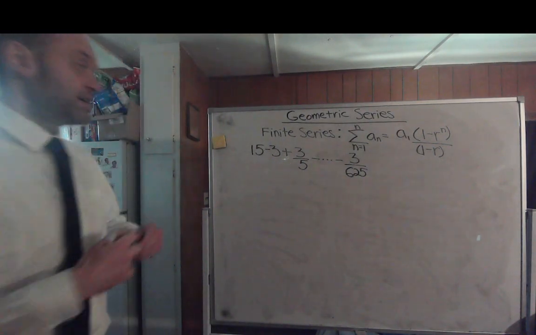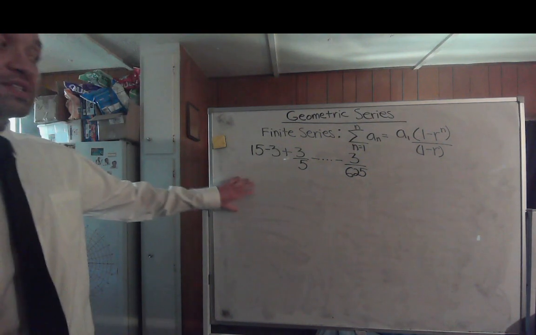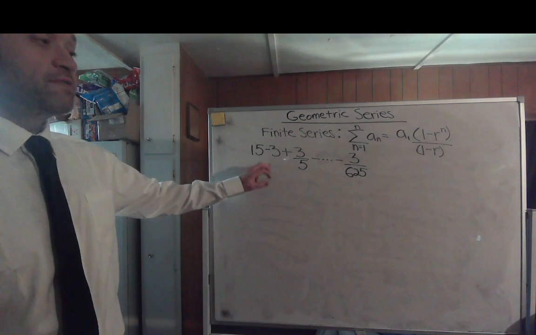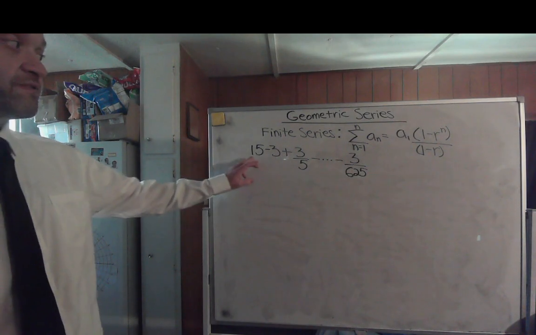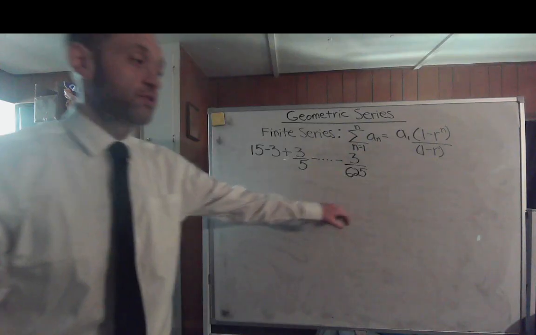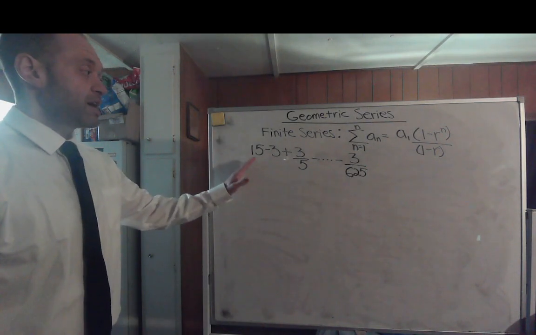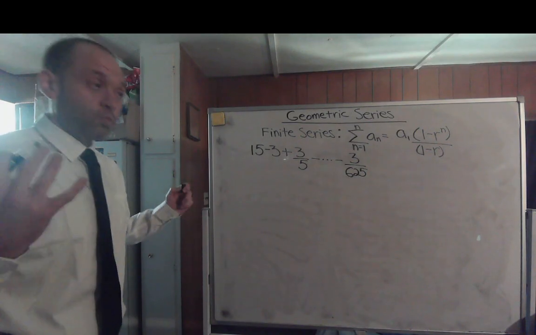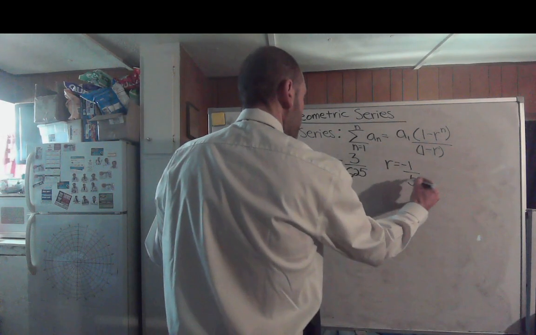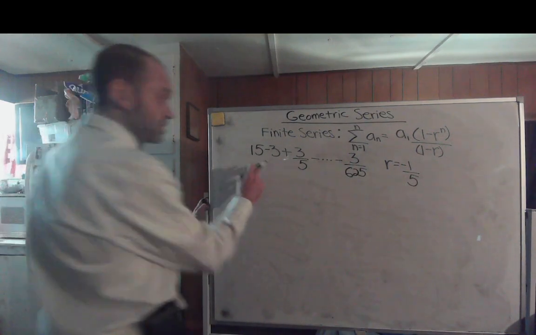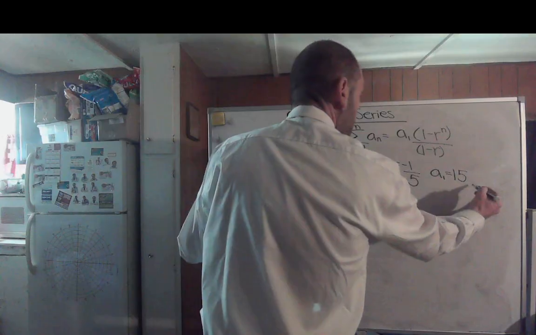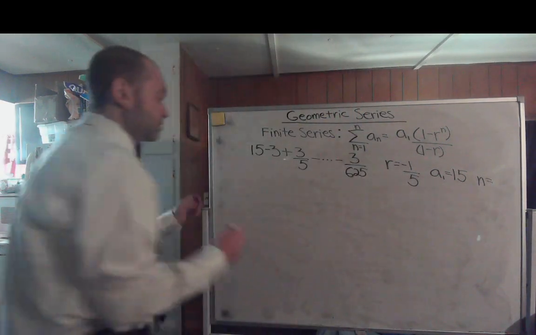This is a good one because we also have it alternating between positive and negative. But we do have the same common ratio of -1/5 between each term, between 15, minus 3, plus 3/5, minus ... minus 3/625. The same common ratio of -1/5. So we've identified that. What else? We have the first term being a sub 1, which is 15. What we don't know yet is the number of terms.